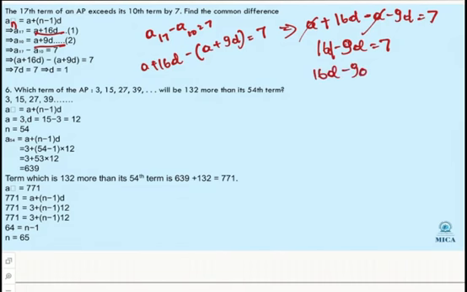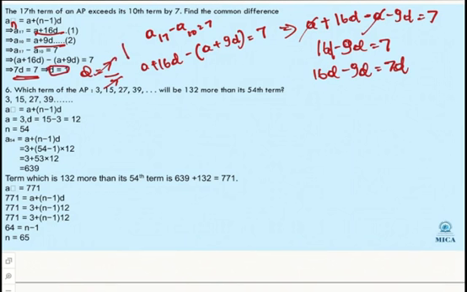16d minus 9d is equal to 7d. Therefore, 7d is equal to 7, and if 7 is shifted to the RHS, it will be 7 by 7, which is equal to 1. Hence, the common difference is 1.